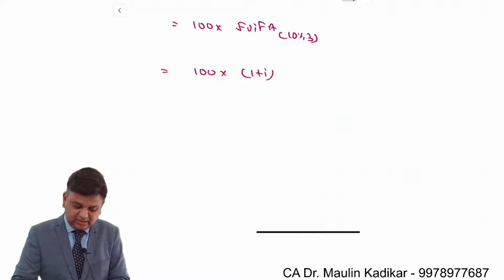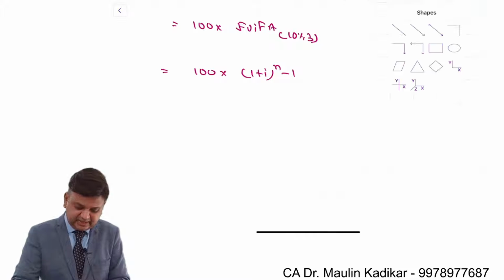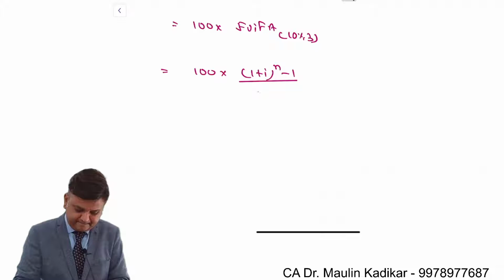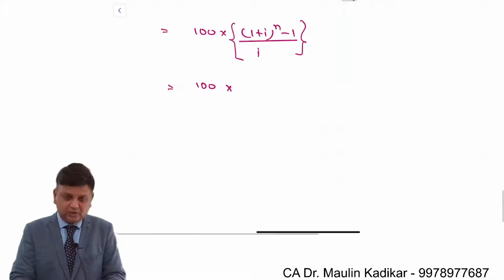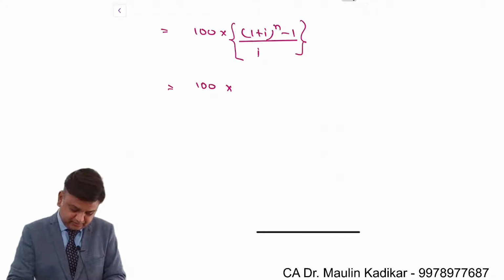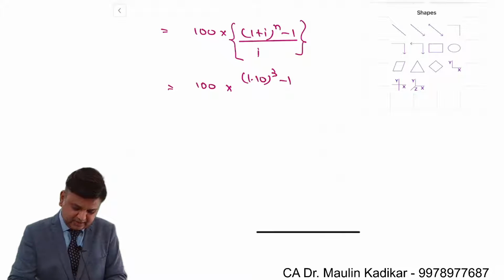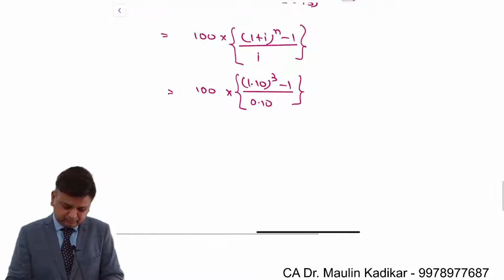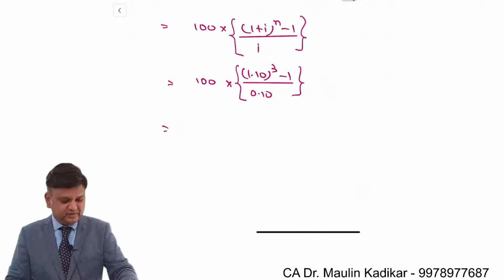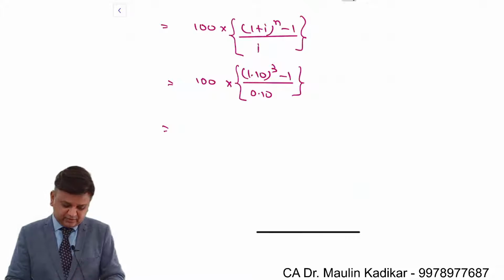FVIFA is (1 plus I) raised to n minus 1, divided by I. So it is 100 into (1.10 raised to 3 minus 1) divided by I, that is divided by 10%. So 1.1023 minus 1 divided by 0.1, that is 3.31.